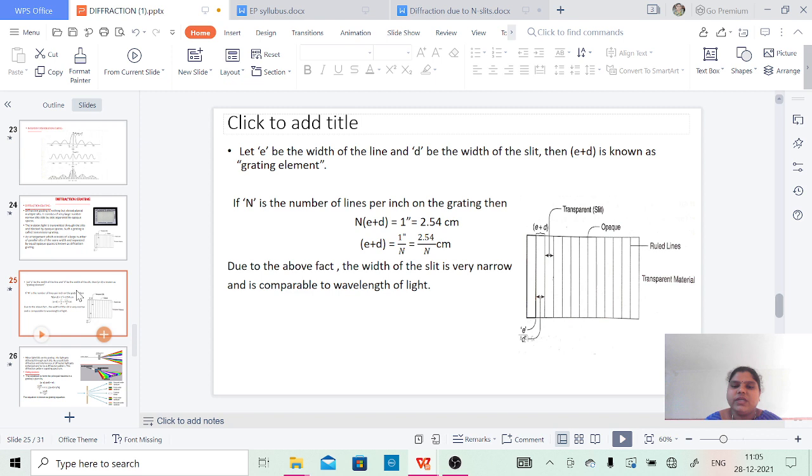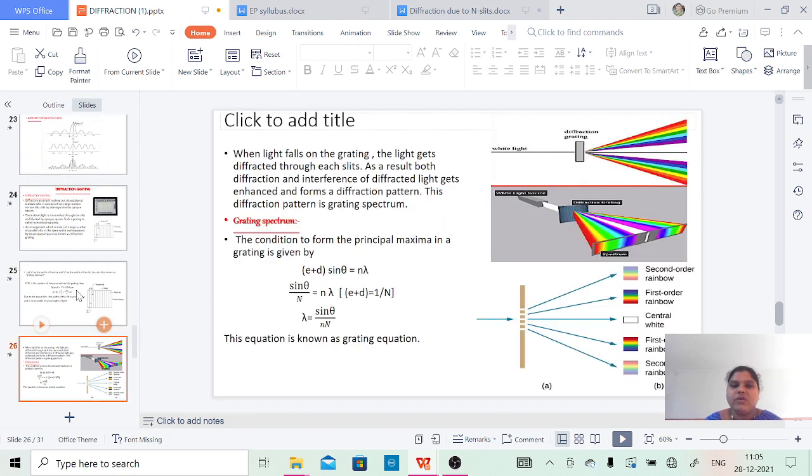Due to the above fact, the width of the slit is very narrow and comparable to the wavelength of light. Whenever we use a monochromatic source, we get alternate bright and dark bands. While using white light, the diffraction occurs in the pattern of rainbow colors. So the central part is white, and the remaining is first order rainbow, second order rainbow. There is an intensity difference.